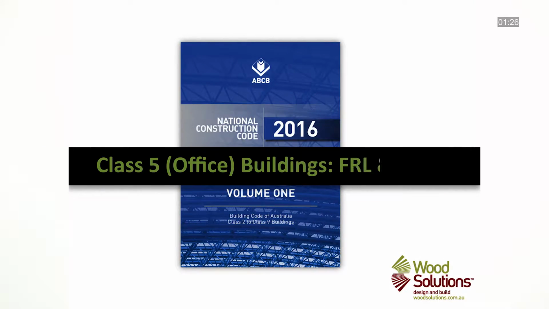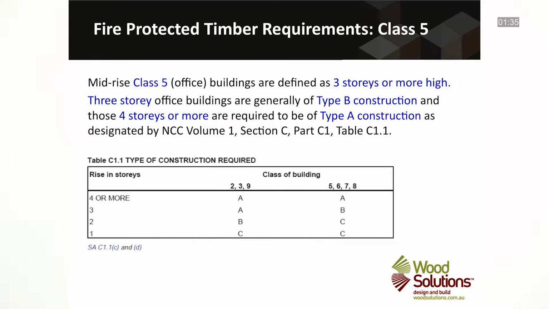For Class 5 office buildings, the NCC requirements are slightly different. Mid-rise Class 5 office buildings are defined as 3 stories or more high. 3-storey office buildings are generally of Type B construction, and those 4 stories or more are required to be of Type A construction, as designated by NCC Volume 1, Section C, Part C1, Table C1.1 shown here.